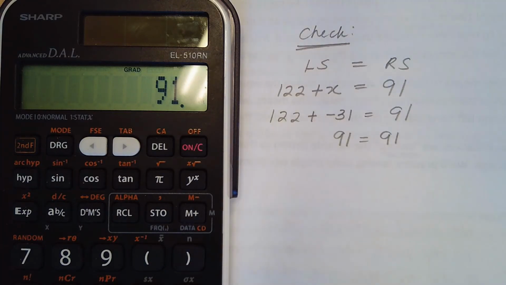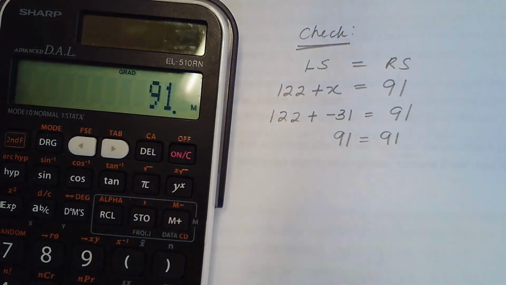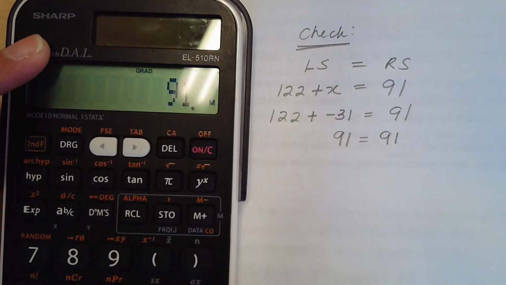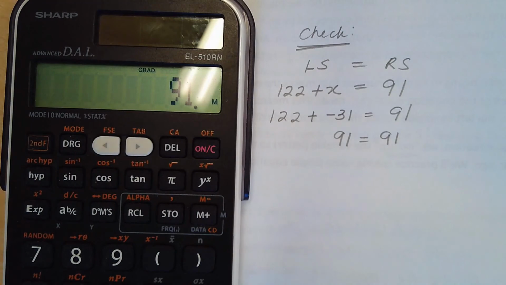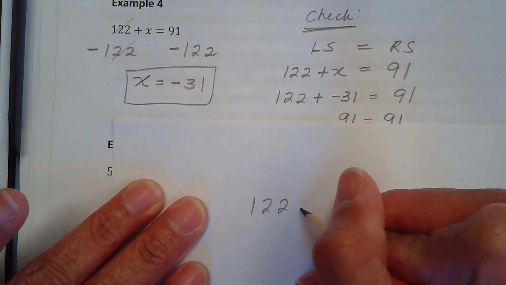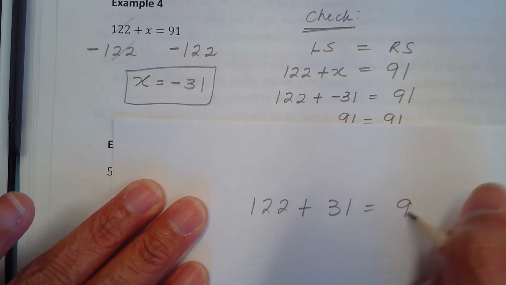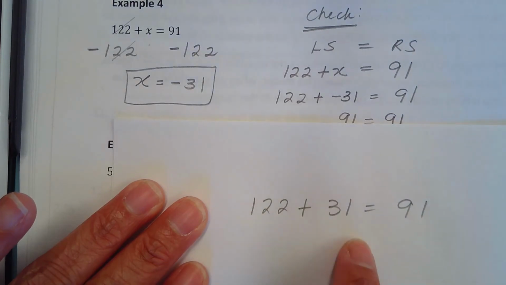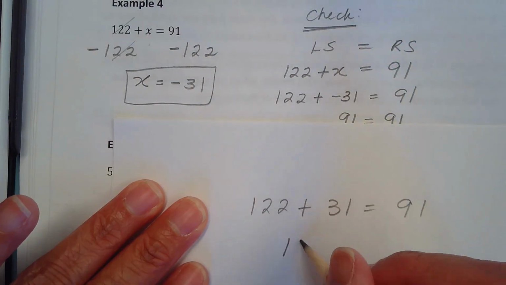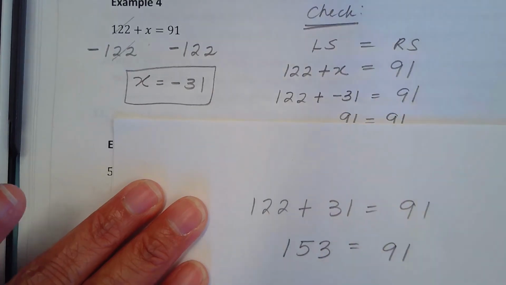And that's a great thing about checking. What if I forgot the negative 31 there? What would my answer be? This is my wrong answer, okay? I don't want to write it there. What if I forgot the negative, and I just go 122 plus 31? That's going to give us 153 equals 91. Okay.